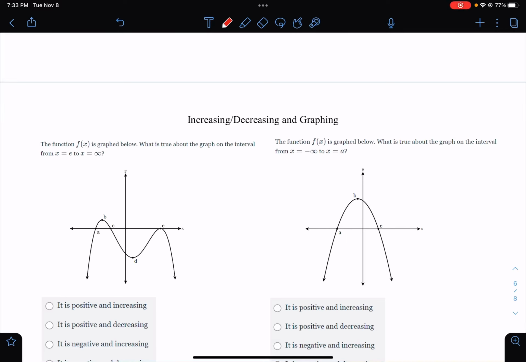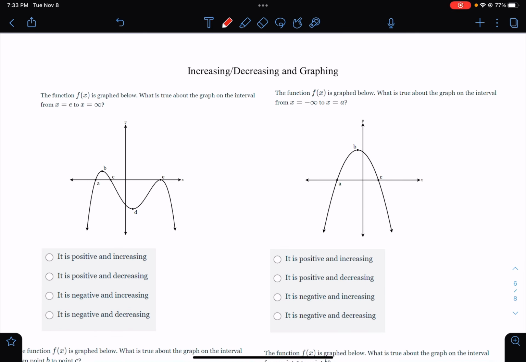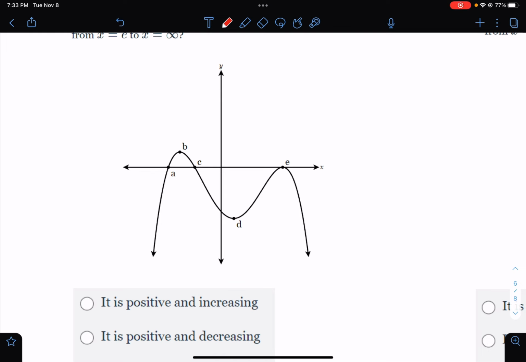All right, so here we're going to be talking about increasing and decreasing parts of the graph, and coming up with equations from polynomial graphs, and actually graphing polynomial graphs from the equations. All right, so this first one says, what is true about the graph on the interval from x equals e to x equals infinity? So that's going to be right here. E to infinity is this part here.